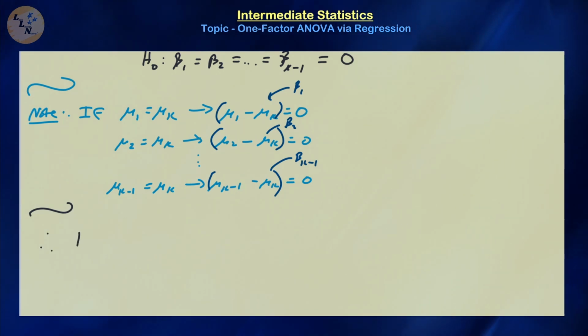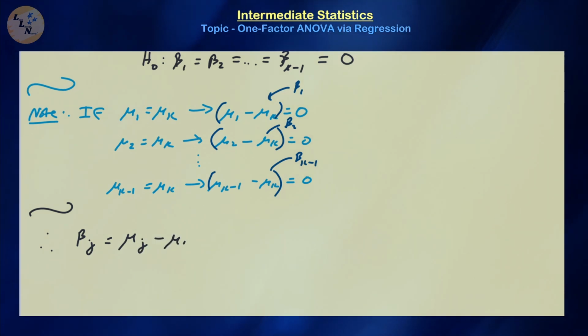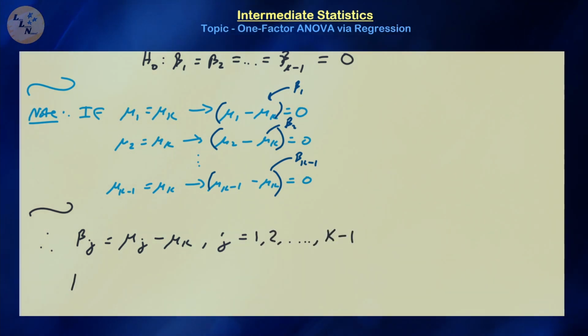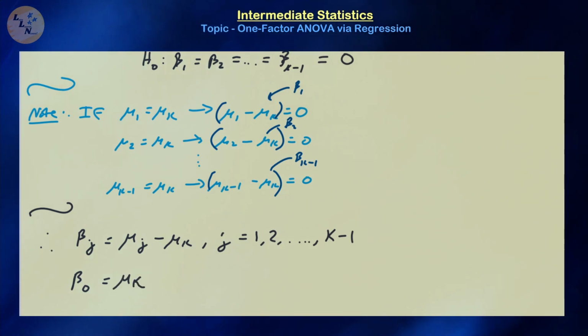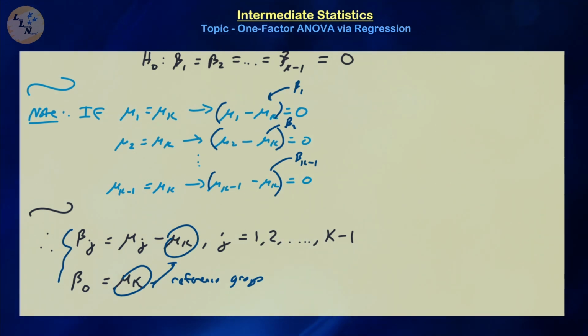But we have this coding scheme that beta j is going to be equal to mu j minus mu k, where j ranges from 1 all the way down to k minus 1, and beta 0 is actually just going to be equal to mu k. Right, and keep in mind that mu k, by definition, will be our reference group. So if all of your coefficients are equal to 0, all of your information for your reference group is going to be coded inside of the intercept of your multiple linear regression model.